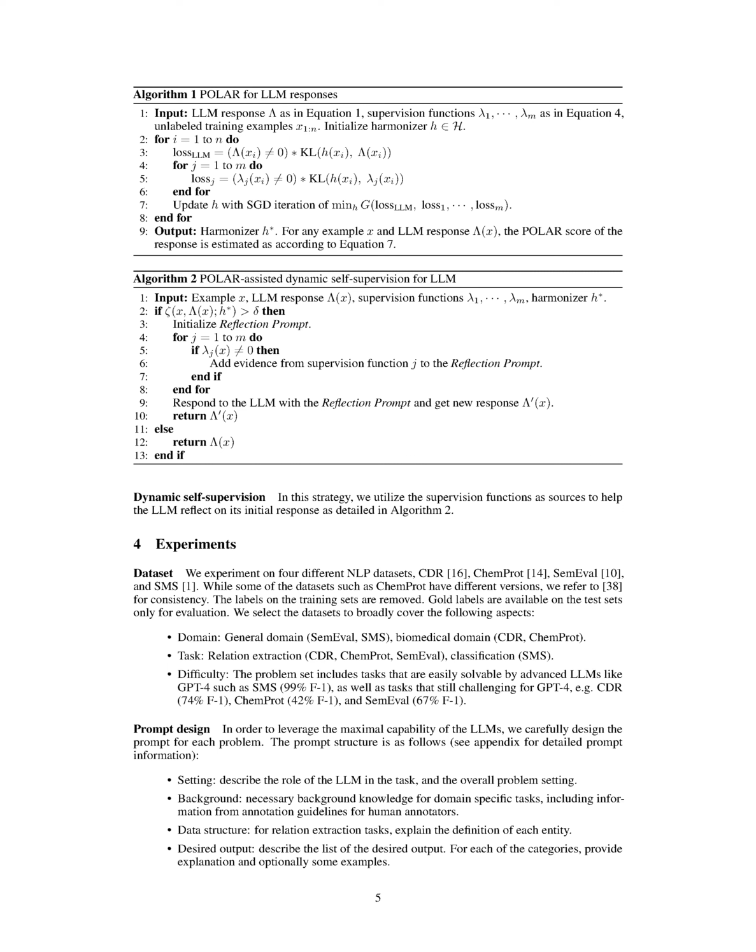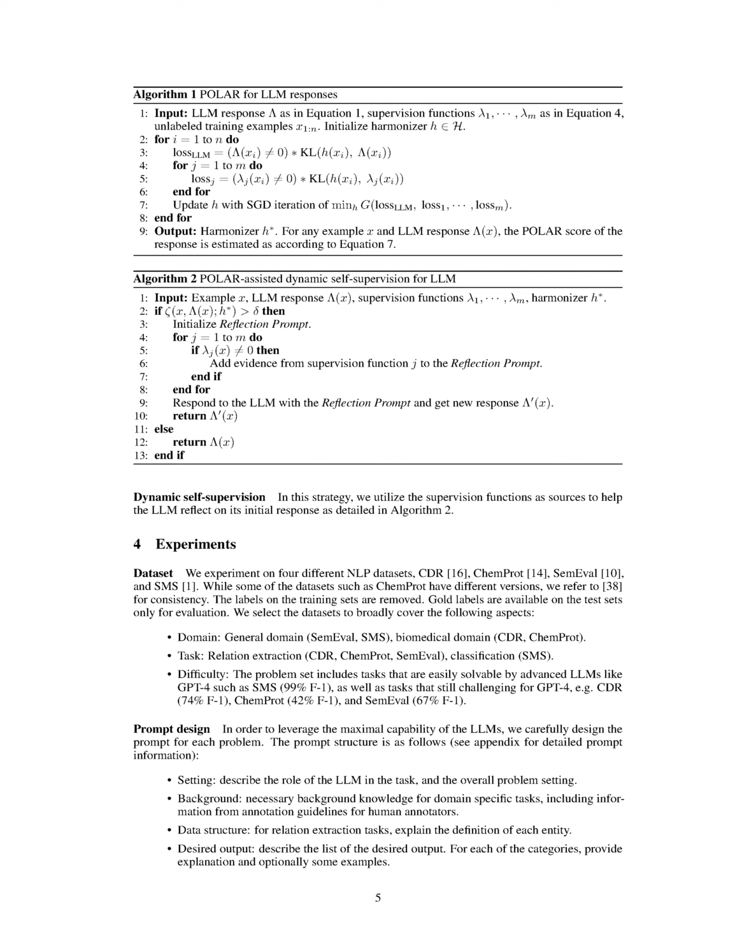Section: Prompt Design. We've taken great care in crafting the prompts for each problem to fully utilize the potential of the large language models, LLMs. The structure of these prompts includes several elements. 1. Setting. We outline the LLM's role in the task and the overall problem context. 2. Background. We provide any necessary background knowledge for domain-specific tasks, including information from guidelines for human annotators. 3. Data structure. For tasks involving relation extraction, we clarify the definition of each entity. 4. Desired output. We detail the expected output and provide explanations and examples where necessary.